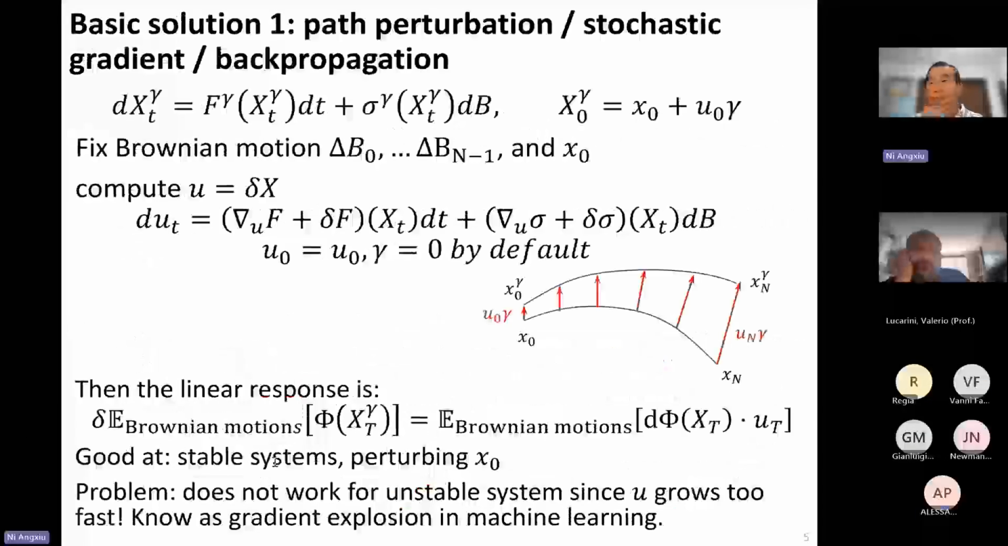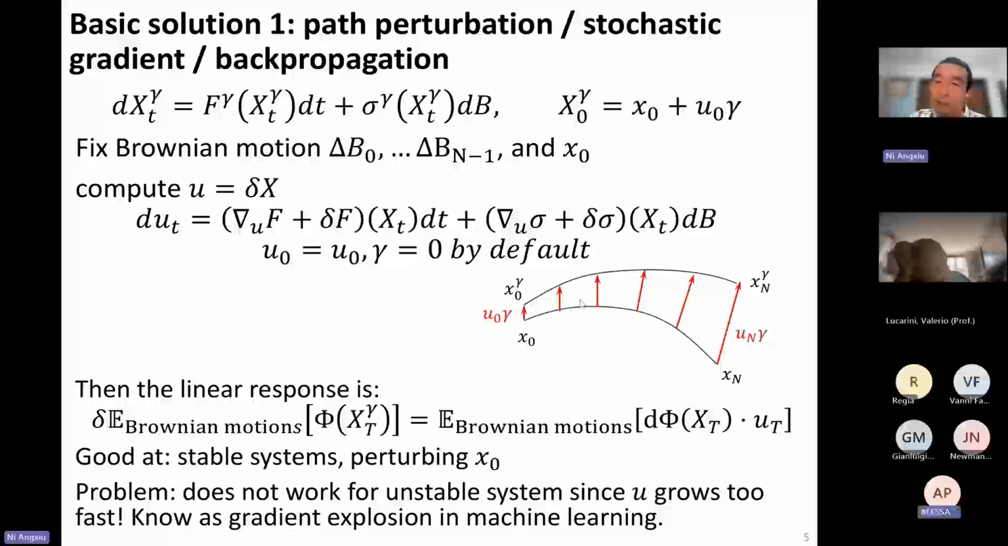All right. So there are three basic methods for computing the linear responses, and the first is what I call the path perturbation method, which goes by different names such as stochastic gradient method or backpropagation method. The basic idea is that I have this SDE, and when I change gamma, I fix the Brownian motion and I fix the initial condition, or I know exactly what happens to the initial condition. Then I compute how a particular path is changed after you perturb this parameter gamma under fixed Brownian motion and fixed, or very well known, initial conditions.